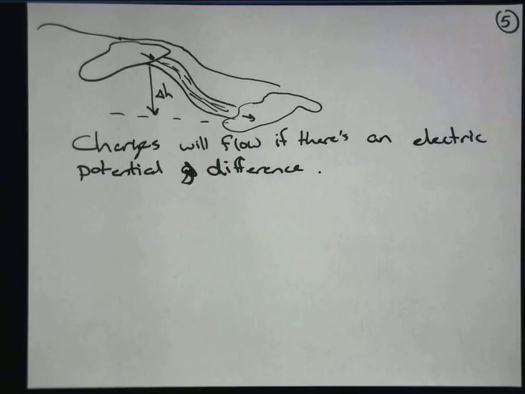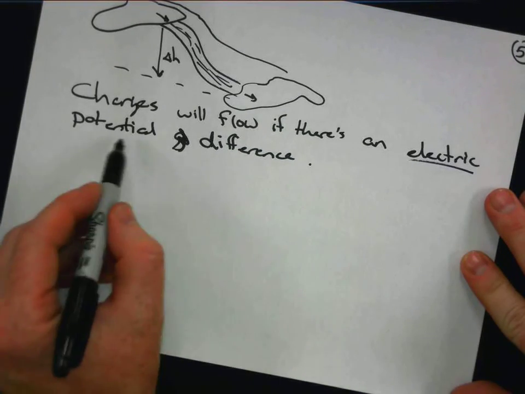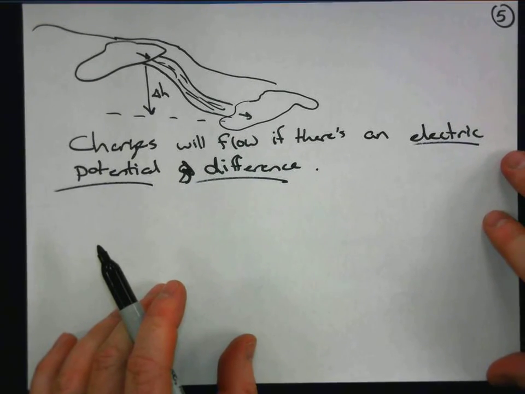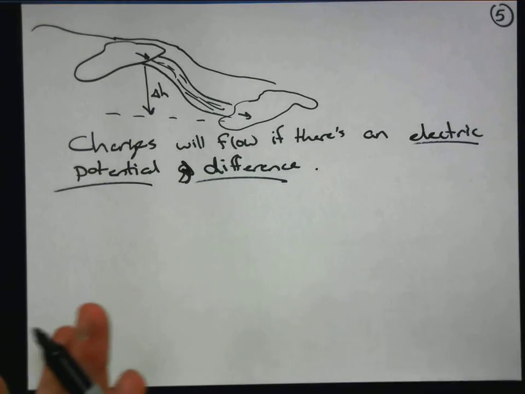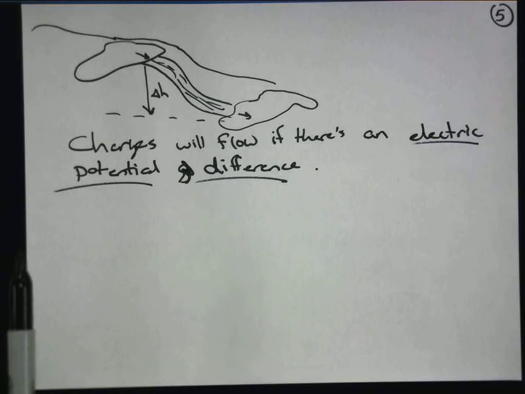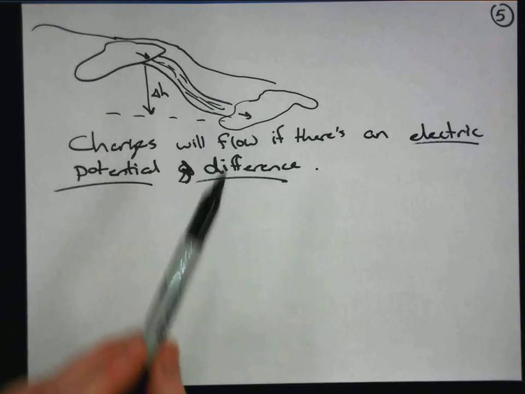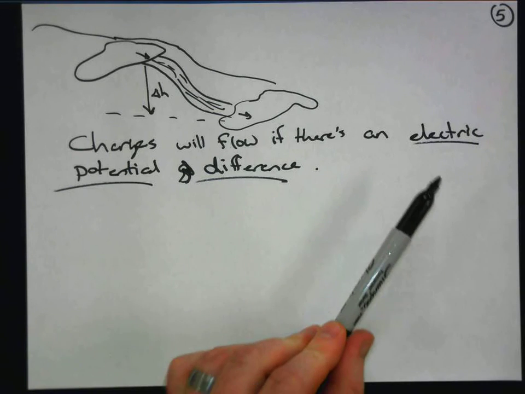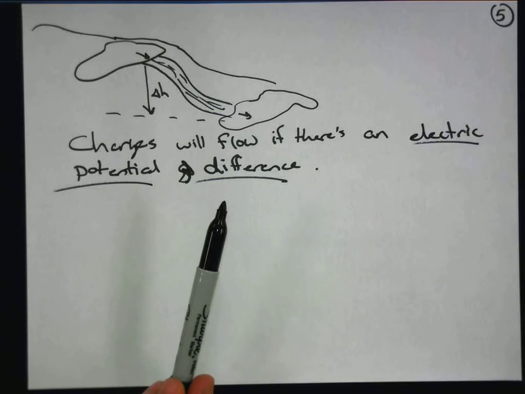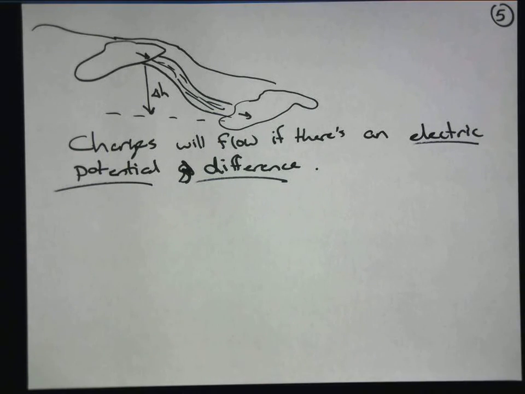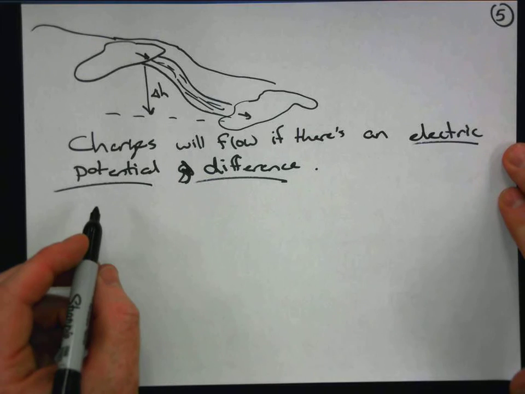Charges will flow as long as there is an electric potential difference. This word, electric potential difference, or electric potential, is very much like gravitational potential energy that causes the water to flow downhill. The charges will move as long as there is an electric potential difference. Think of it just like that. Whenever it exists, charges will flow and you get current. All right.